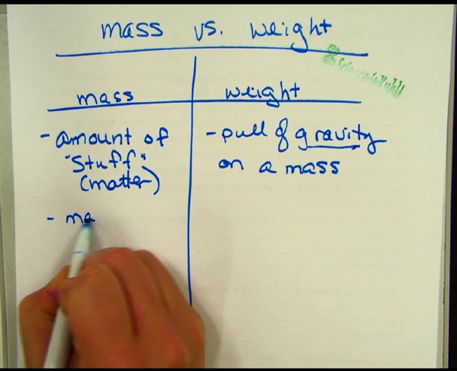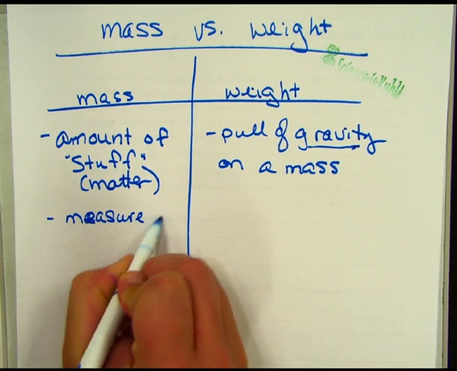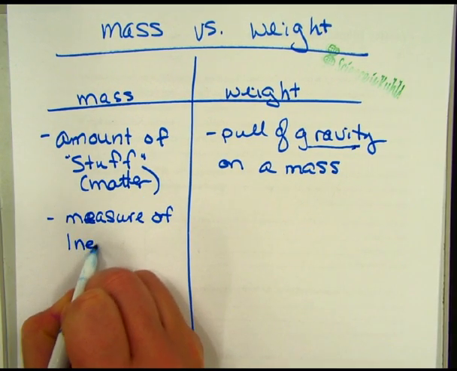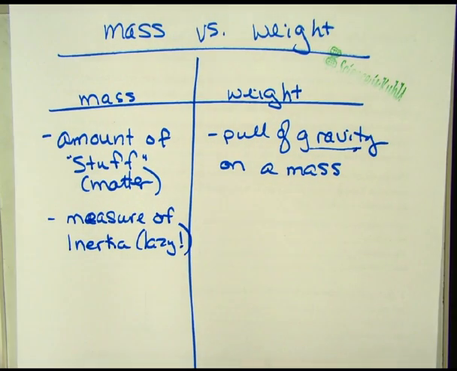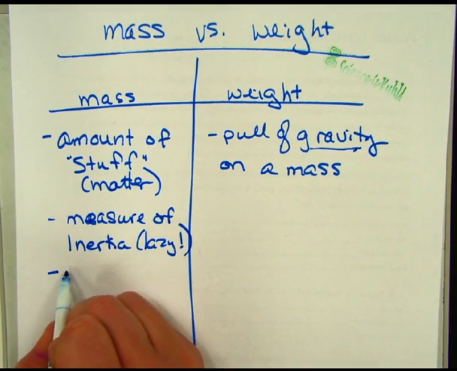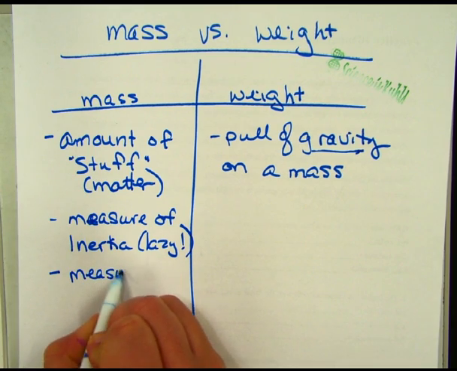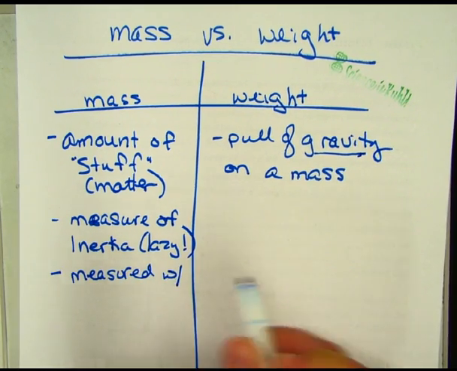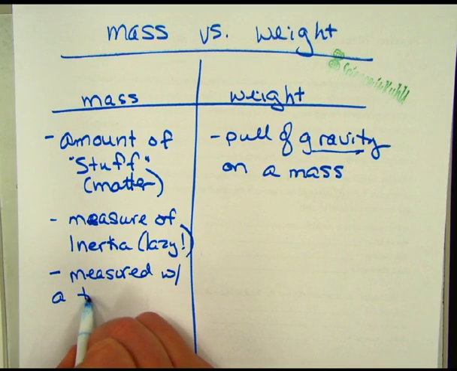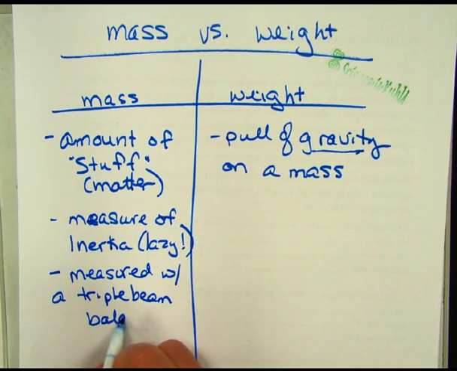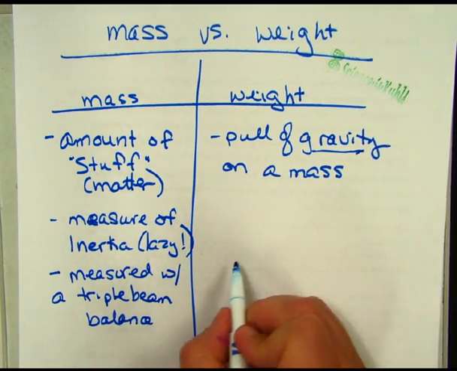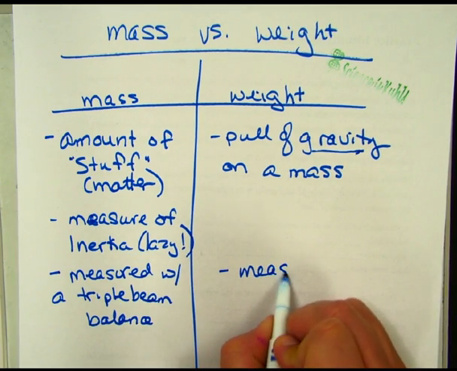Mass is a measure of inertia. Remember, inertia is laziness. The more inertia something has, the lazier it is. And mass, we use a triple beam balance. And weight is measured with a spring scale.